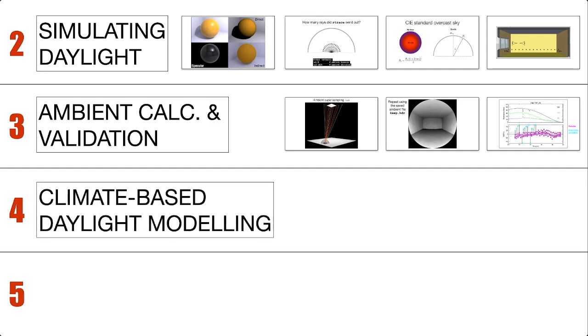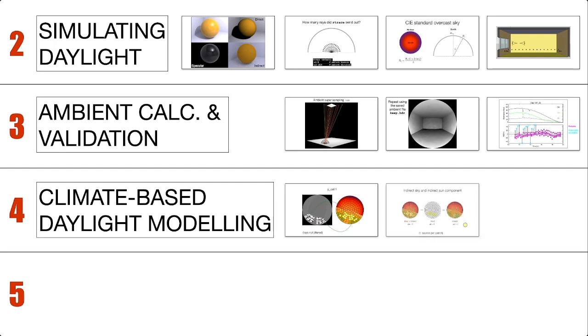In submodule 4, we'll look at climate-based daylight modelling. We'll look at the basics of daylight coefficients and how they can be implemented into a lighting simulation program. And then we'll see how that formulation was refined to come up with what's known as the 4-component method, which isn't a commonly used method. However, it allows you to see much more clearly how daylight coefficients work.